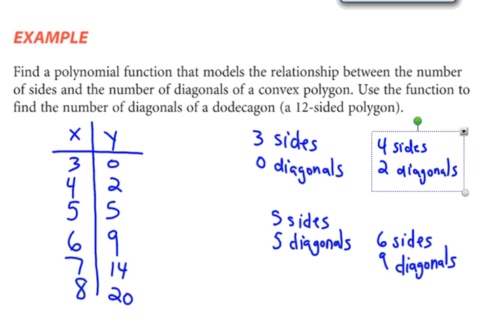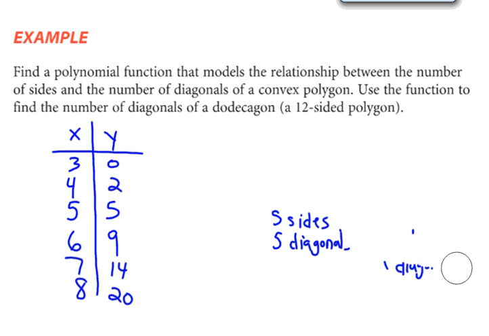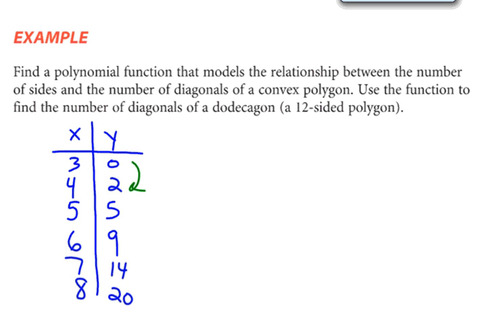Now that we have this table, we don't need this information, and now we can apply our finite differences to find out what degree polynomial function we're going to want to create. So here we go. First, 0 to 2. 2 minus 0 is 2. 5 minus 2 is 3. 9 minus 5 is 4. 14 minus 9 is 5. 20 minus 14 is 6.